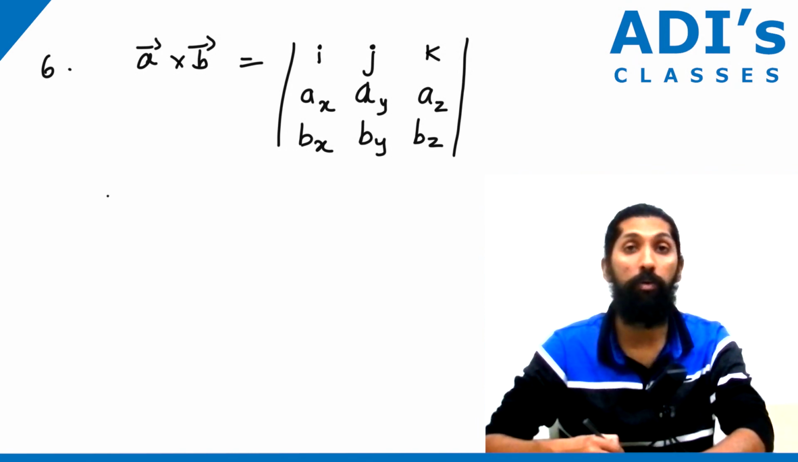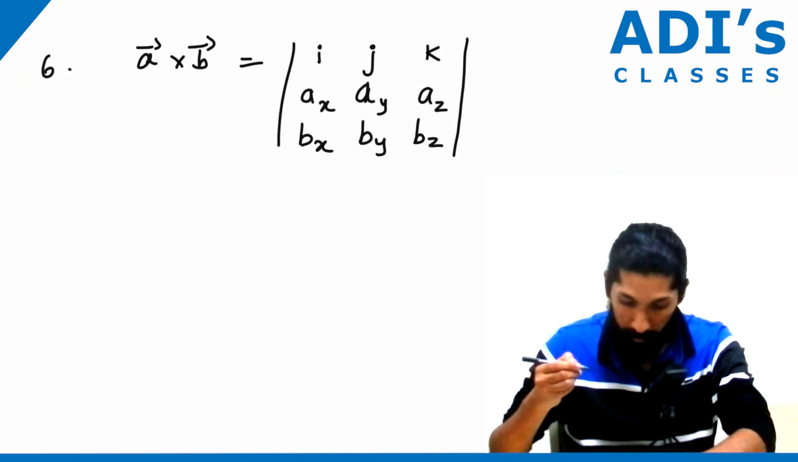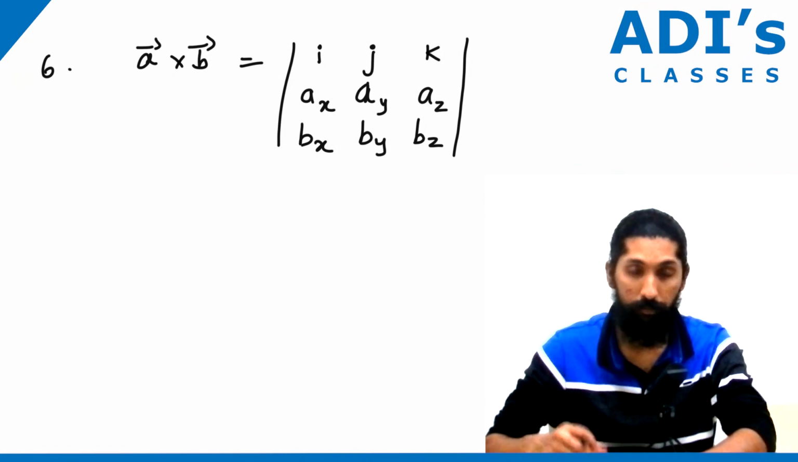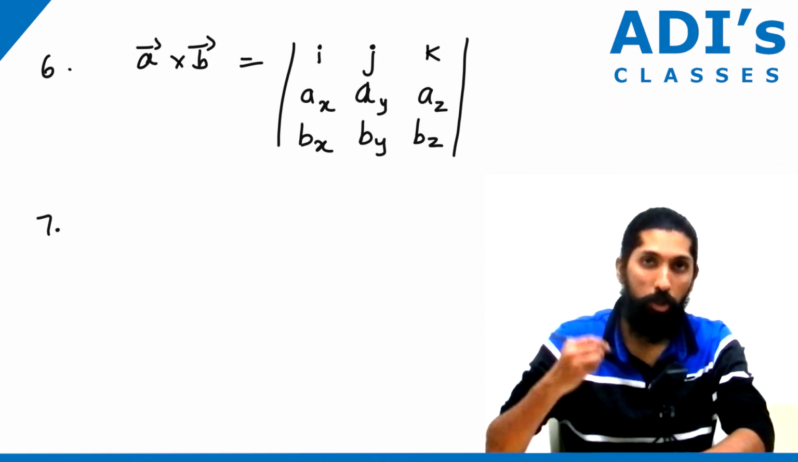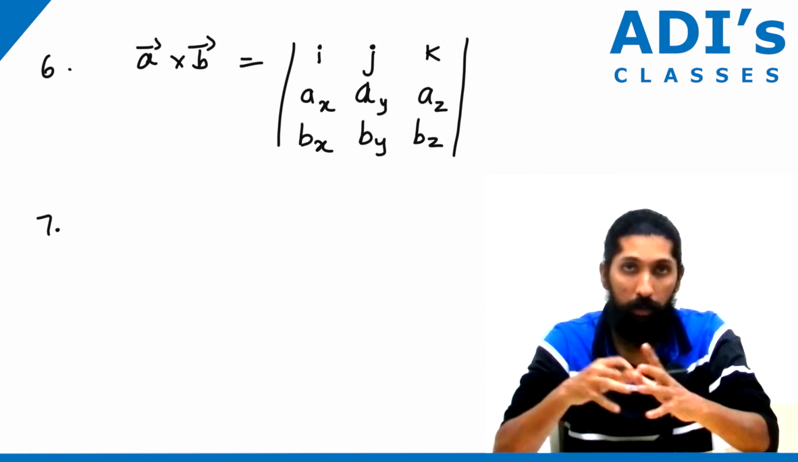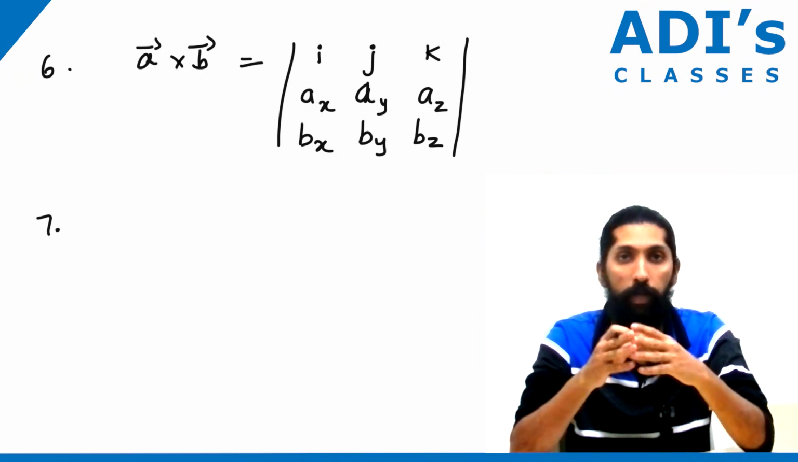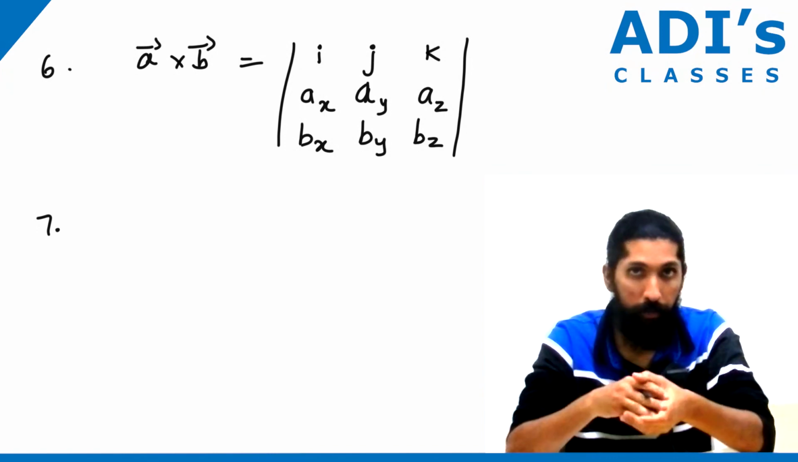Now that you know how to expand the determinant, use the expansion of the determinant to find the value of A cross B. Clear? Now the next one, what is the geometrical meaning of this A cross B, which is very, very important. Suppose you have two vectors, vector A cross vector B, which are co-initial vectors.